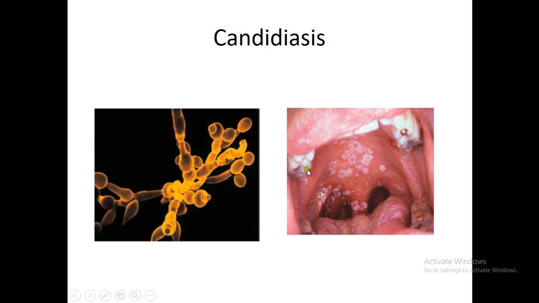This is the thrush. As you can see here, the small white flecks are covering the mouth and the tongue of the person, and they are budding like this. As you can see here, it's an electron micrograph, so you can easily see how they are budding inside the body.